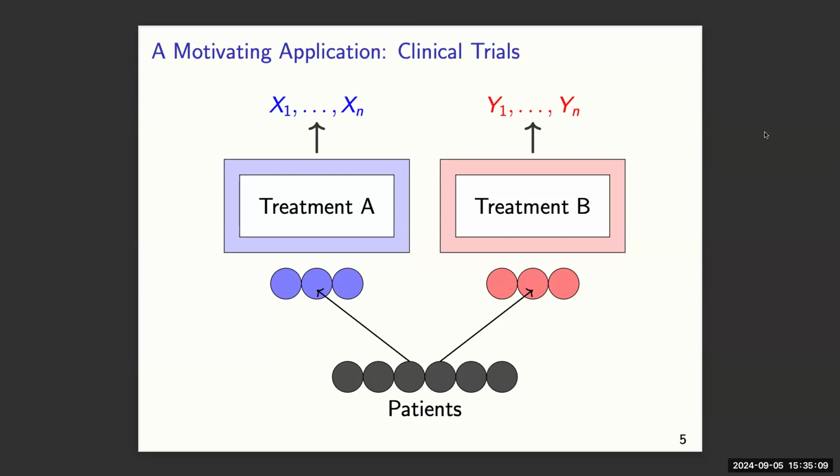And then after the treatments have been assigned, we measure the outcomes. Let's say we denote the outcomes of treatment A by X1 through Xn, and the outcomes of treatment B by Y1 through Yn. So the question that we are interested in is: is there any difference between the two populations, X1 through Xn and Y1 through Yn? So does the treatment B have some other effect than treatment A?